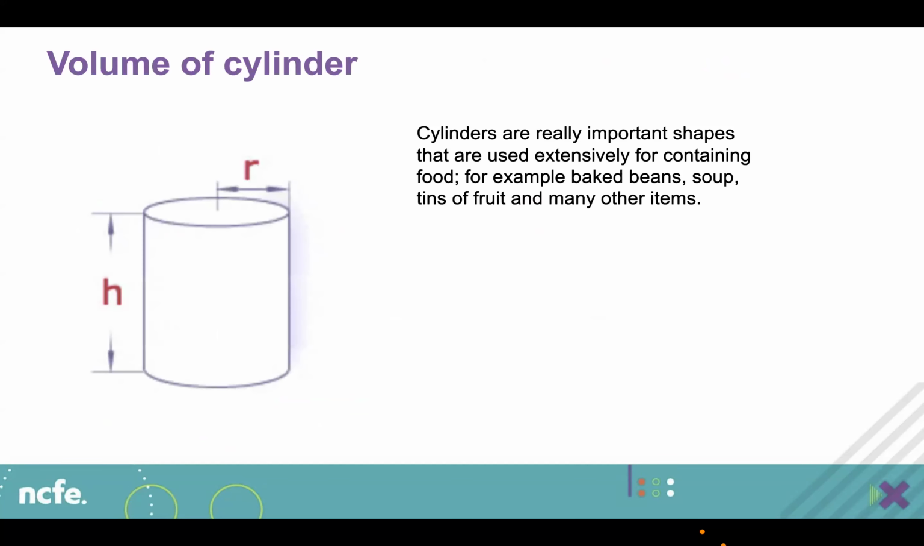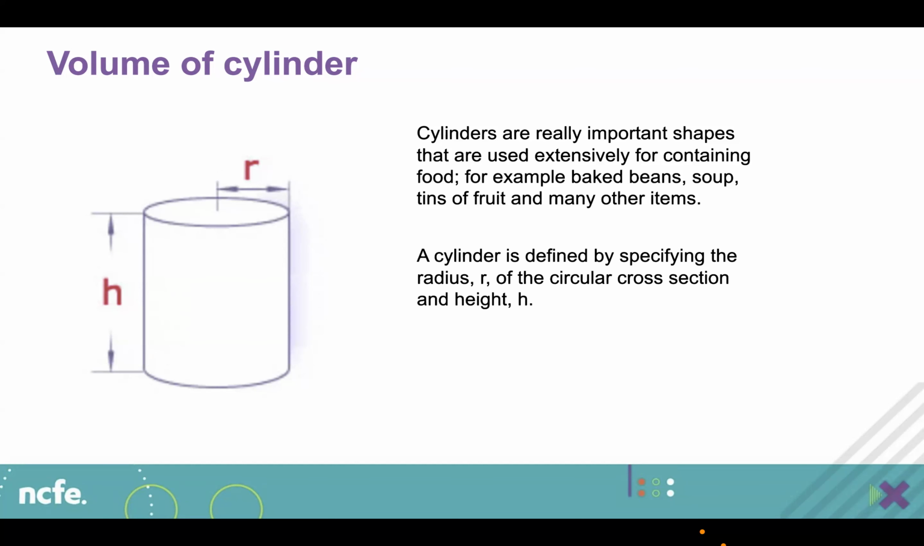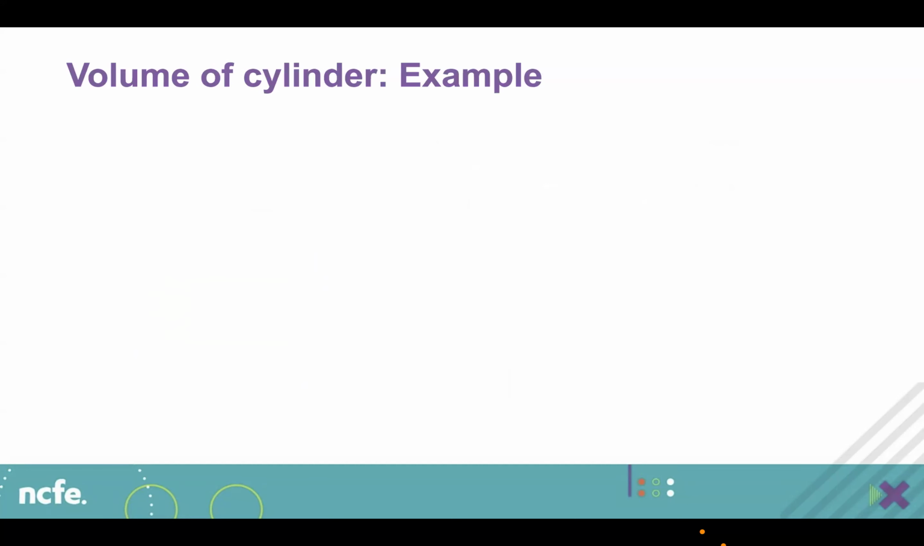The volume of cylinders is really important, as cylinders are shapes used extensively for containing food, for example, baked beans, soups, tins of fruits, and many other items. A cylinder is defined by specifying the radius R of the circular cross-section and height H. So its volume is given by the formula pi r squared h.